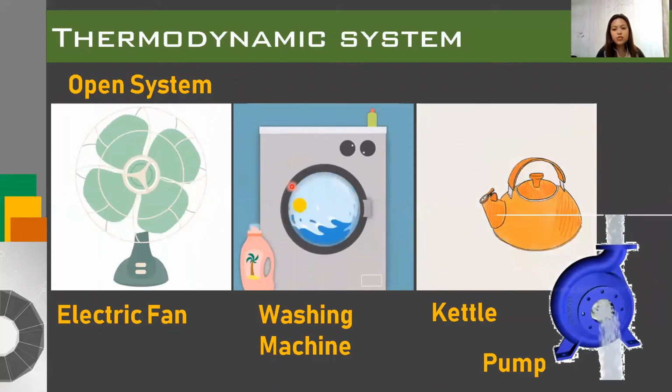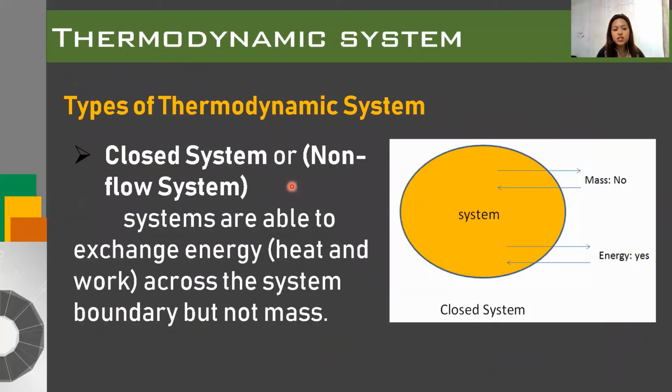Next, we define the closed system. A closed system, or non-flow system, is able to exchange energy, heat and work, across the system's boundary, but not mass. As you can see in this illustration, mass cannot flow in or out of the system, while the energy can. So that would be the closed system.